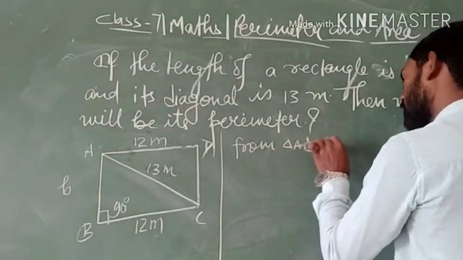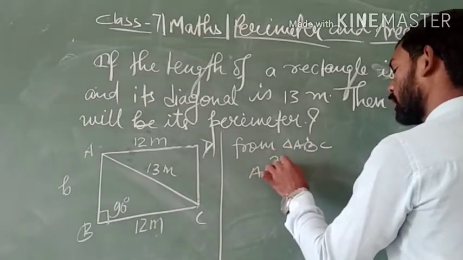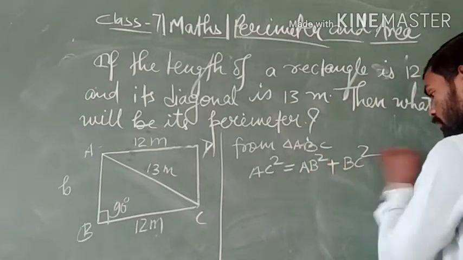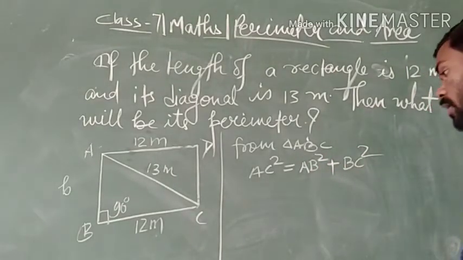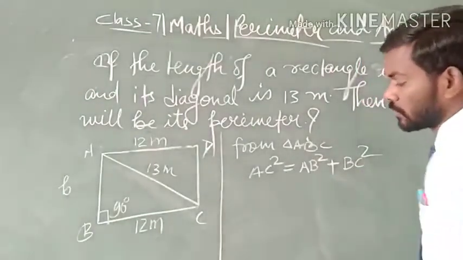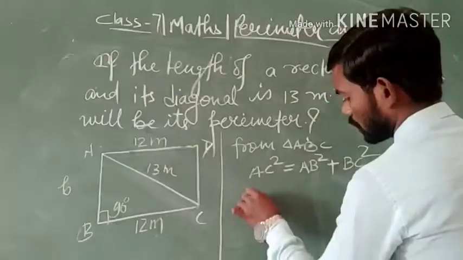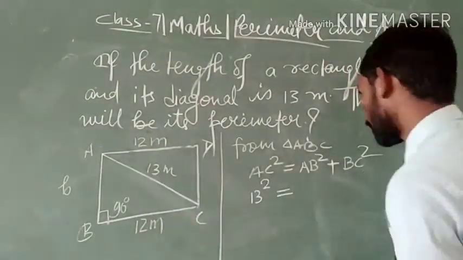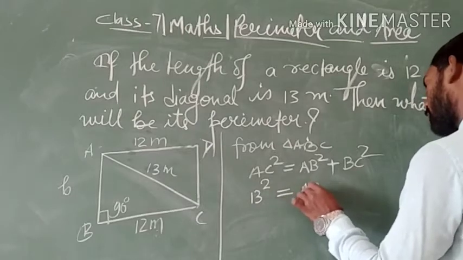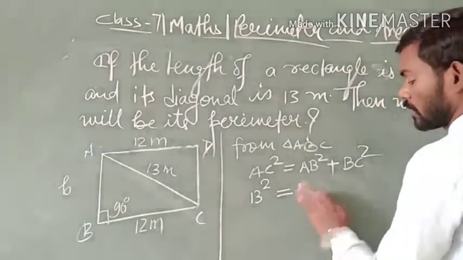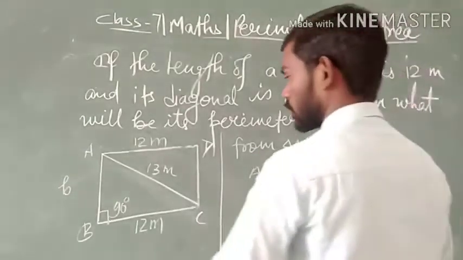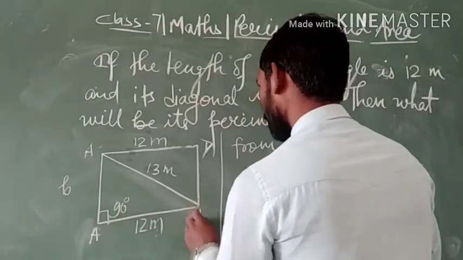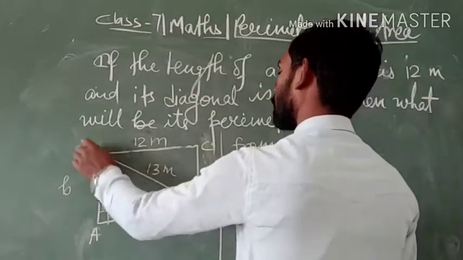Okay. So here, from triangle ABC, AC square is equal to AB square plus BC square, and here just put the value. AC is given 13 meter. So right here 13 square is equal to the value of BC is 12 meter. So right here AB, sorry, its length. So here we have to change the notation AB. So you can write A, B and C, D.